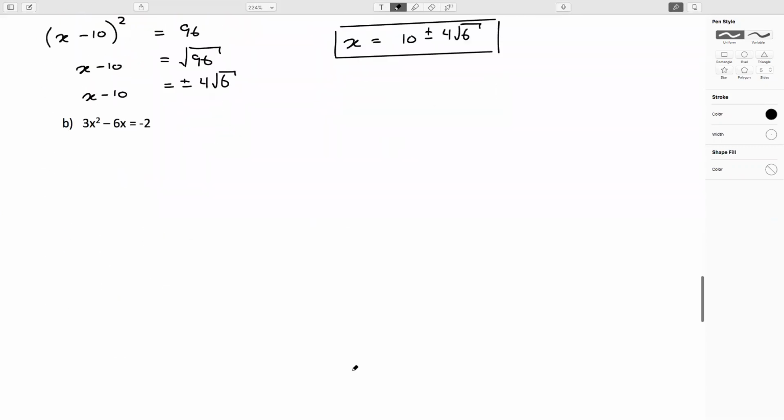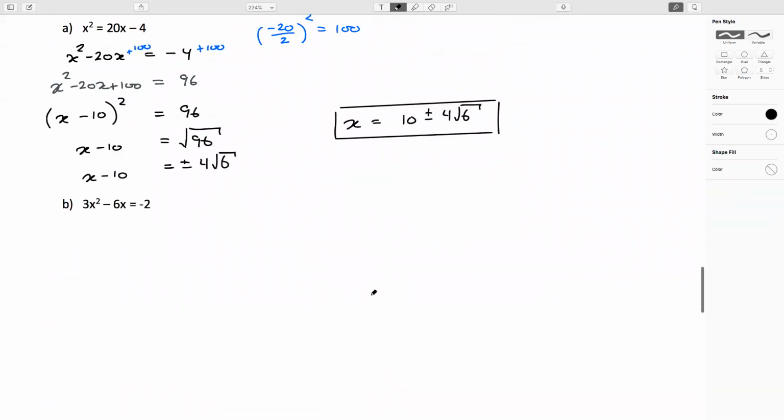All right, one more, or actually 2 more. This one's a little bit uglier because we've got this 3, and we have to deal with it, so we've got to divide it out. If we divide the 3 away, we'll move the 2 over first, I guess. So 3x squared minus 6x plus 2 equals 0.